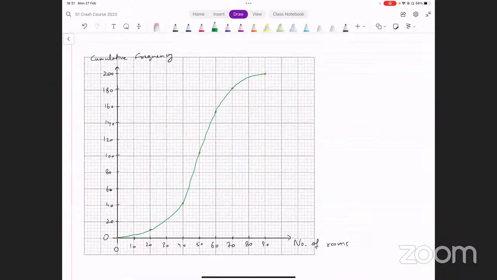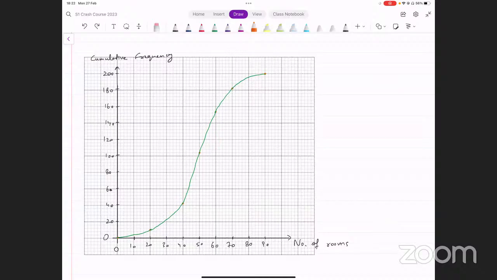Now, you might find in some older marking schemes that they would have drawn straight lines through these points like this. But please know that that is not allowed anymore. They used to allow that until a couple of years back. They used to allow drawing straight lines, but that's not allowed anymore.